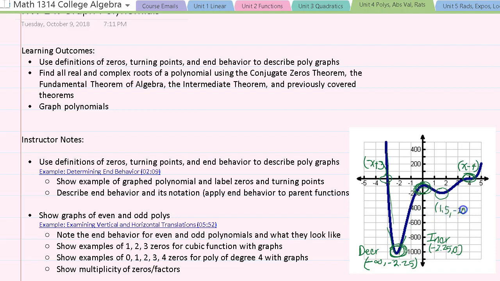Therefore, we can say that we will find at least one turning point between two consecutive zeros. In fact, for this graph, we found 3 turning points, and we will explain this phenomenon later in the video.